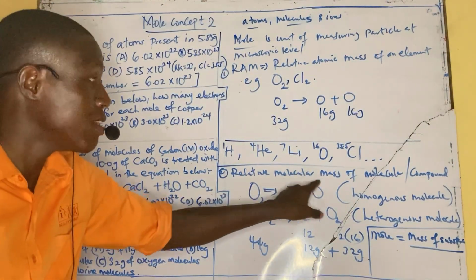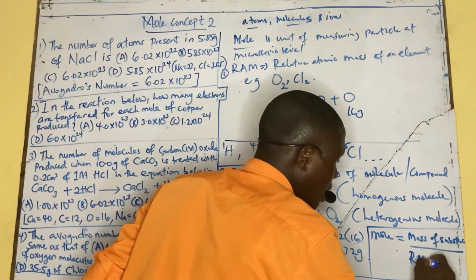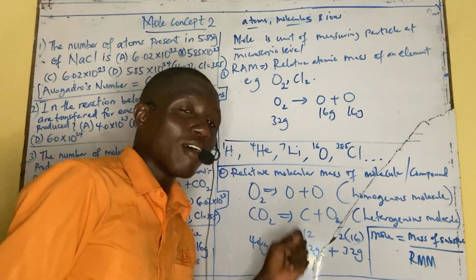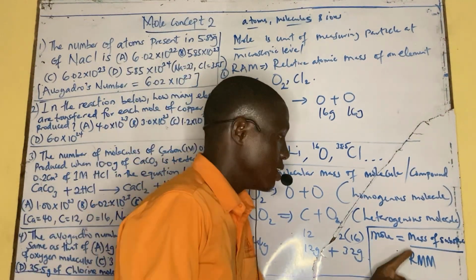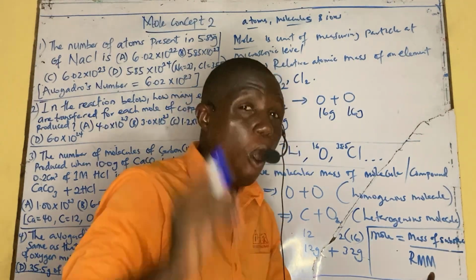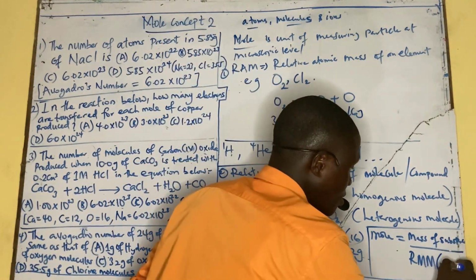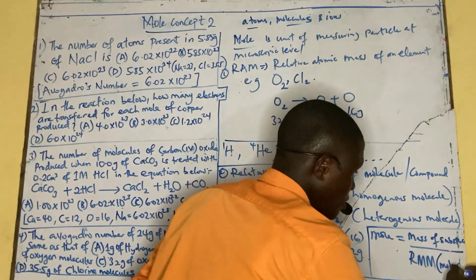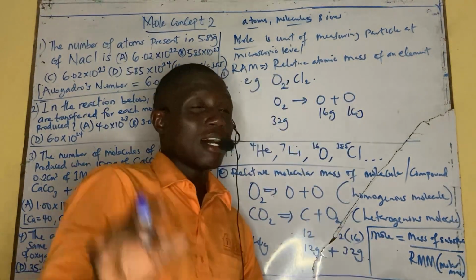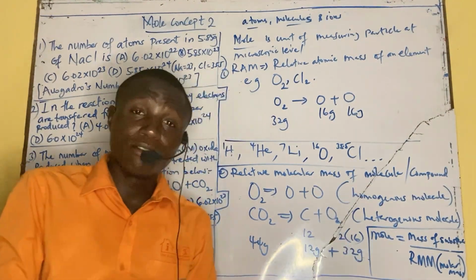Relative molecular mass. Now, the mass of a substance all over the relative molecular mass, so I might call it what? This bracket, molar mass. Please note that. Relative molecular mass is also known as what? Molar mass. So they are the same thing.